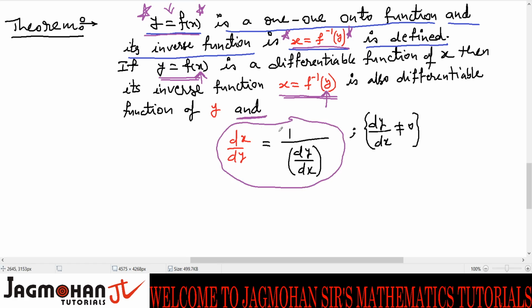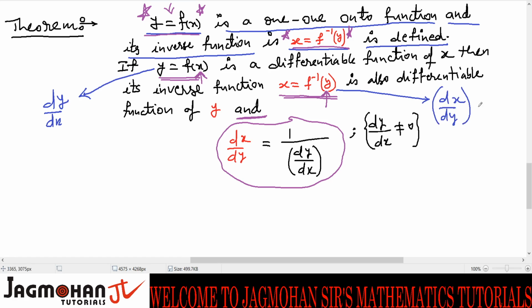See, what is the relation? When you said that y equals f of x is a differentiable function of x, what do you actually mean? You mean that you can differentiate this with respect to x. So when you differentiate with respect to x, you will get d by dx of y. Then you said that this is also a differentiable function of y. So you can differentiate this with respect to y. So here you will get d by dy of x.